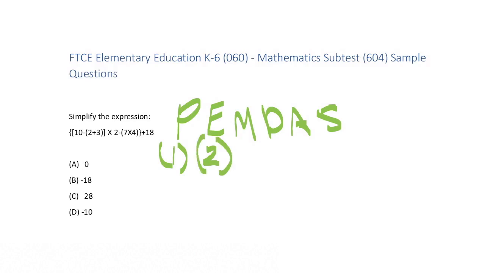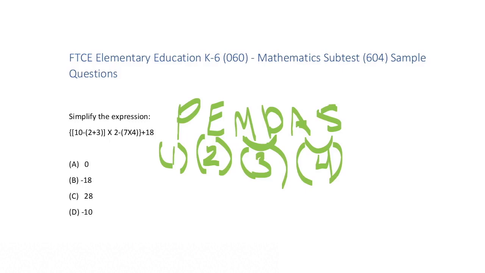Then we multiply or divide, whichever one comes first, from left to right. And then we add and or subtract, whichever one comes first, left to right. And that's the order of operations in which we would actually perform this operation. So the first thing that we would do is we would do what's inside the parentheses.